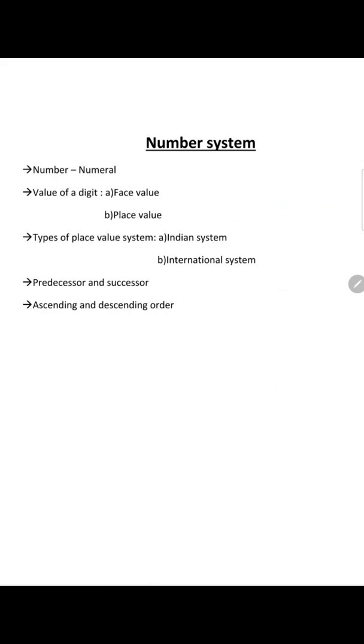There are only 10 digits, but we have infinite numbers. By combining these digits, you will have n number of numbers which is not able to count. Infinity means you cannot count that particular thing. There are infinite numbers, but there are only 10 digits. Simple. So, now let us move on to the next topic.